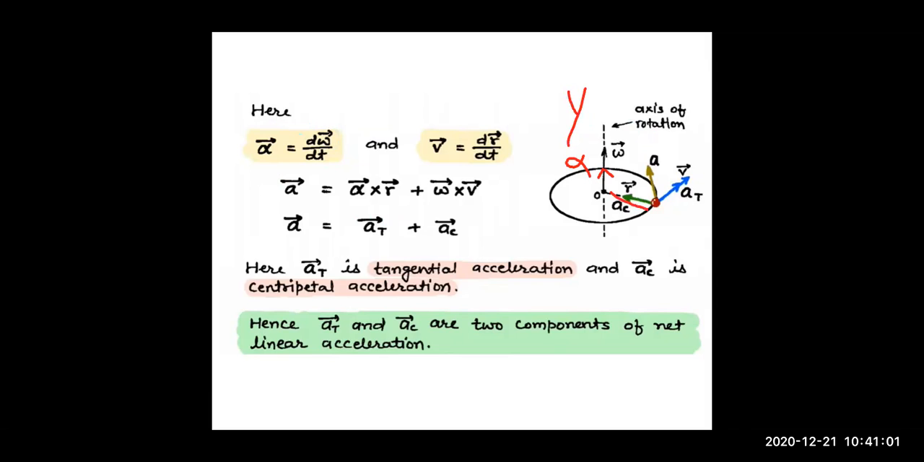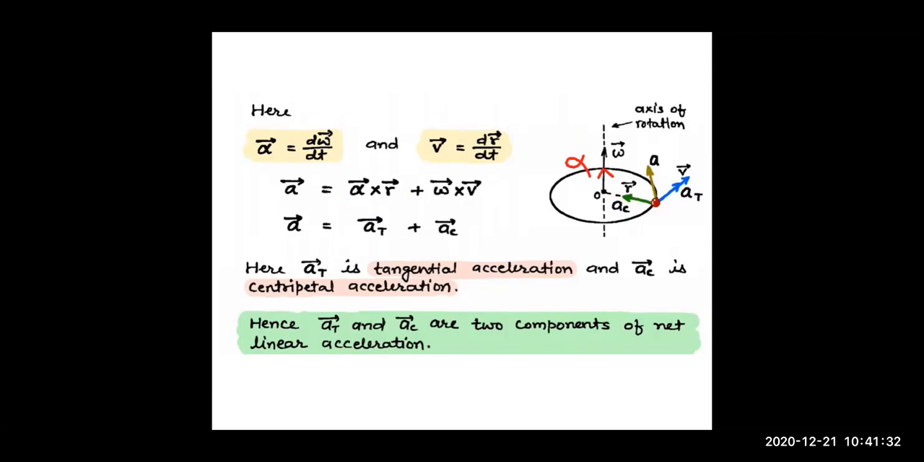So if we see an axis which is perpendicular to y and r, it will be in the direction of tangent. So your alpha cross r will have its direction along the tangent. Right, so this is the acceleration component which is known as the tangential acceleration.